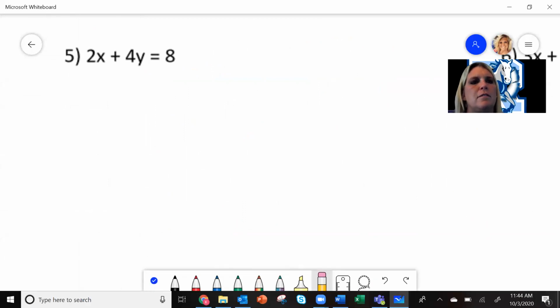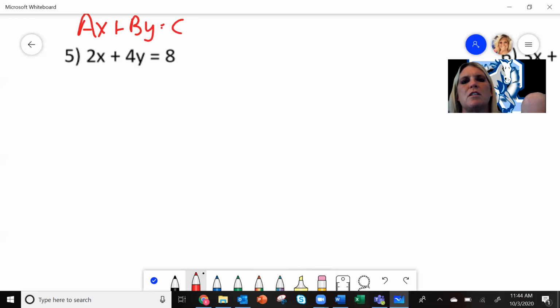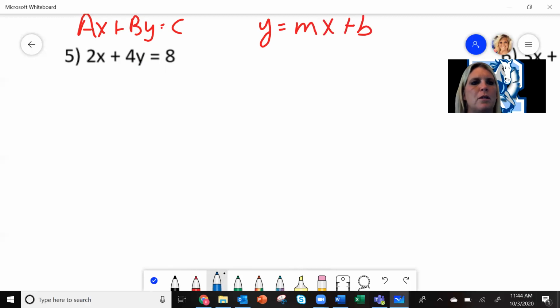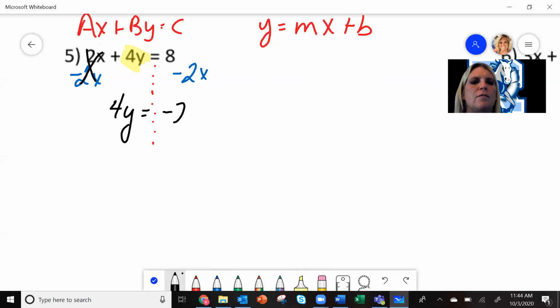All right. Again, this is in standard form, AX plus BY equals C, and we need to move it into slope-intercept, Y equals MX plus B. So I'm going to go to the equal sign and draw a dotted line. I need to get y by itself. What is being added or subtracted to the side with the y? I have a positive 2x, so I need to do the opposite, and that means I need to subtract 2x. So now these cancel, and I get 4y equals negative 2x plus 8.